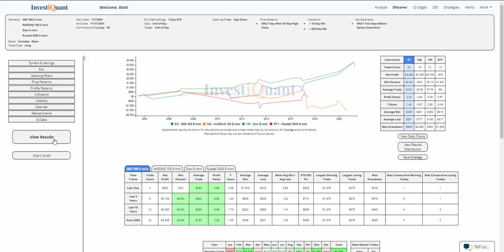If we look at the average moves, looks like the average win is larger than the average loss for the S&P. That is not the case for the NASDAQ. Dow has a larger average win, and Russell has a larger average loss. So average moves completely mixed there. We've got 2 and 2 for wins versus losses being larger, and the win percentages are all in agreement. Historically, this day has closed above its open more often than not.